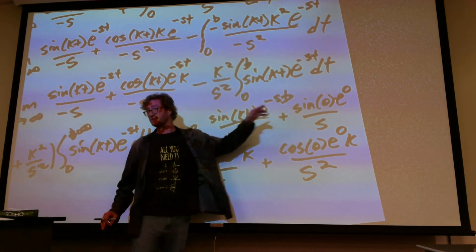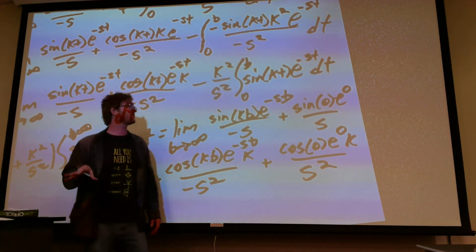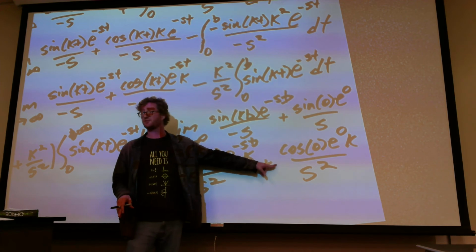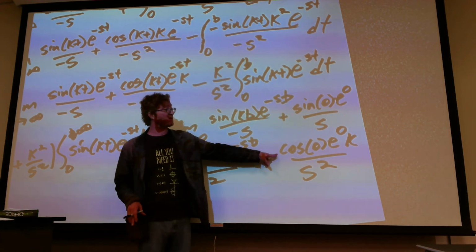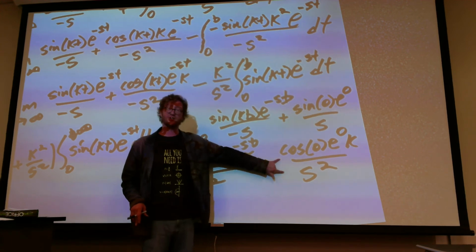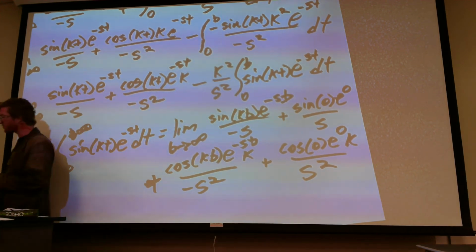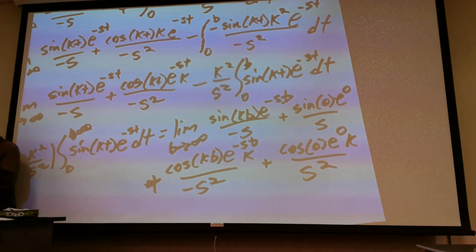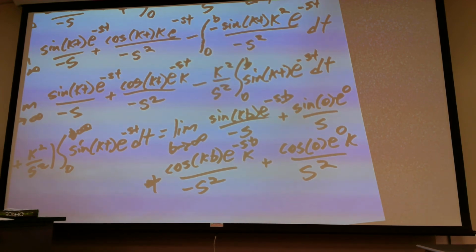And then this guy goes to 0, this goes sine of 0 to 0. And this is the only one that I'm left with. Think about this one. Cosine of 0 is 1, e to the 0 is also 1. All I'm left with is that guy right there. So what's the formula that I'm really looking at? The full formula that I'm looking at is this.